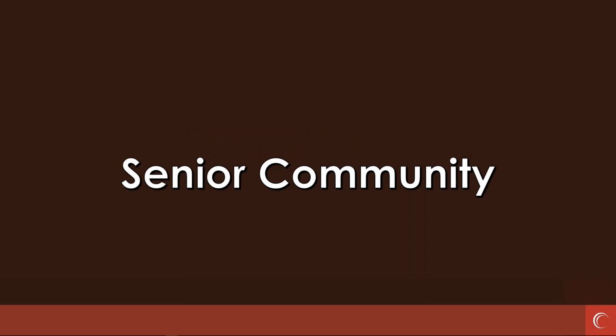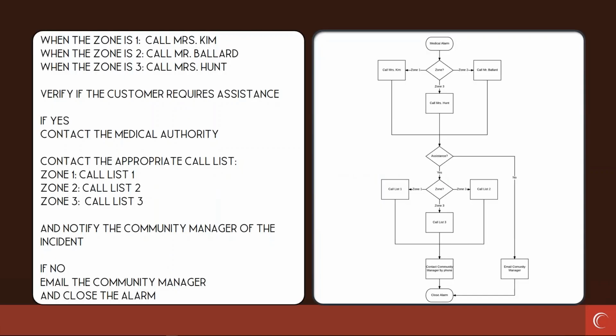Our first customer scenario is a senior living community. Each zone that trips represents a room in that facility. So if zone 1 trips, that represents Mrs. Kim's room. If that is a medical alarm and it trips on zone 1, the operator should contact Mrs. Kim to see if she needs assistance. It also means the monitoring center should contact the appropriate people for Mrs. Kim. So what does that look like?